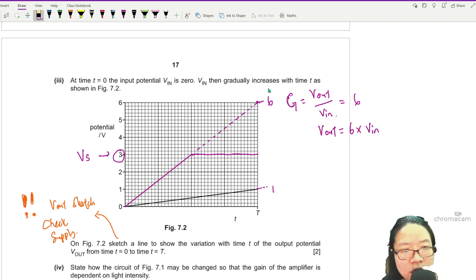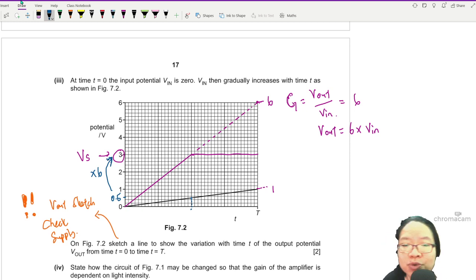So I'm able to multiply by 6 all the way until my input is 0.5. So at this point here, my input is 0.5. So 0.5 times 6 is 3. And that is the maximum output I can have. After that, it will be just 3, 3, 3, 3, 3 all the way to the end. Because the supply saturates at 3. So this is what we mean by saturation. You don't have to write this during the exam, but I'm writing this so that you understand.